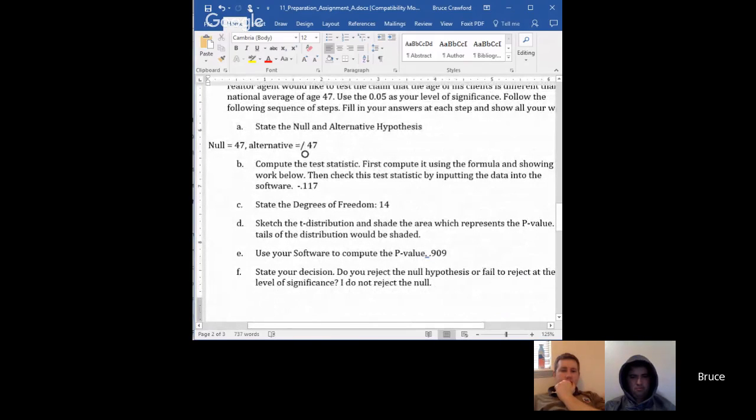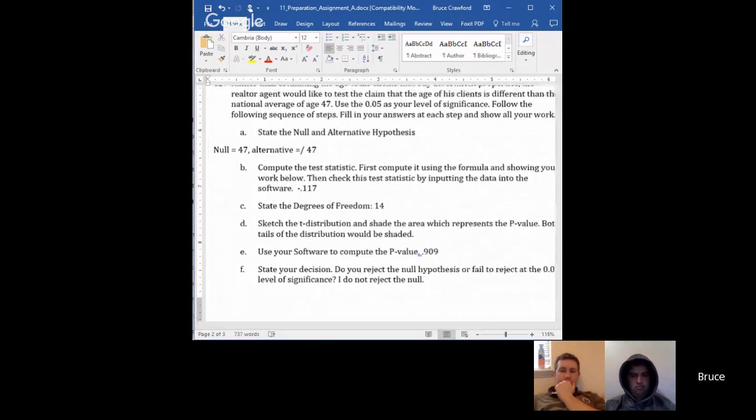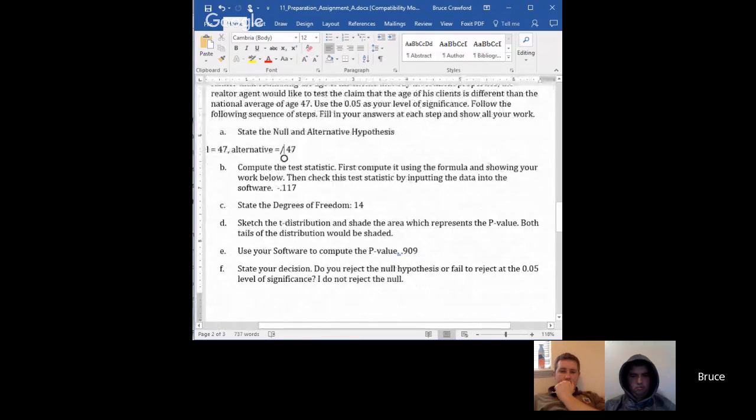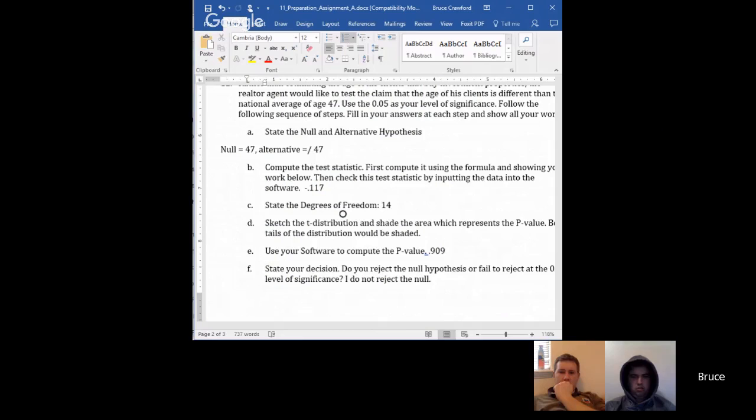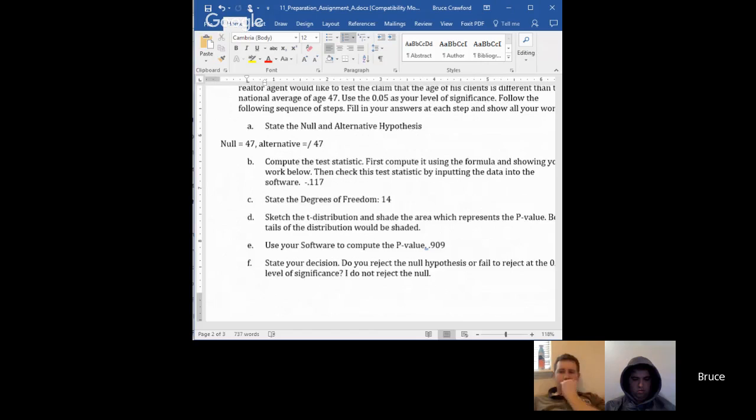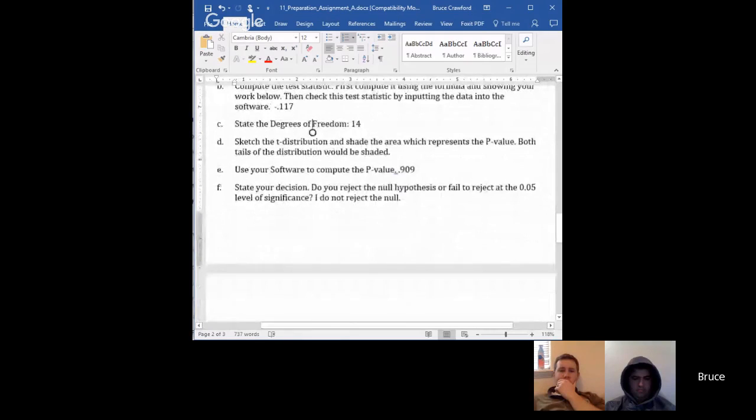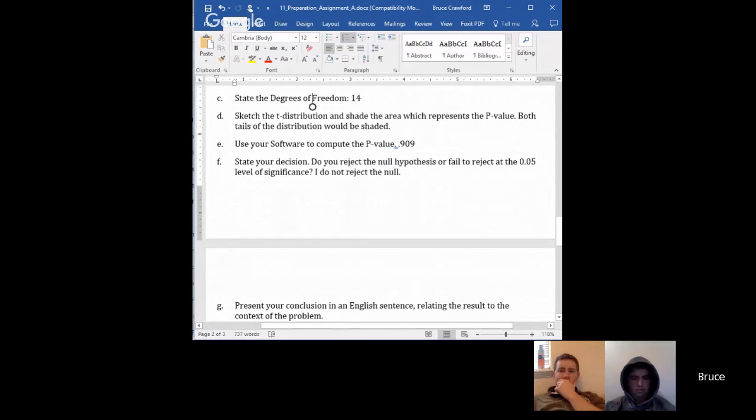B, compute the test statistic. First compute it using the formula and showing your work below, then check the statistic by inputting the data into the software. I got the same answer both times. Okay. So is that one still where you'd use like a square root of 15? Yes. Yeah, it's the exact same formula as above. Cool. Degrees of freedom, though, is 14. Yes.